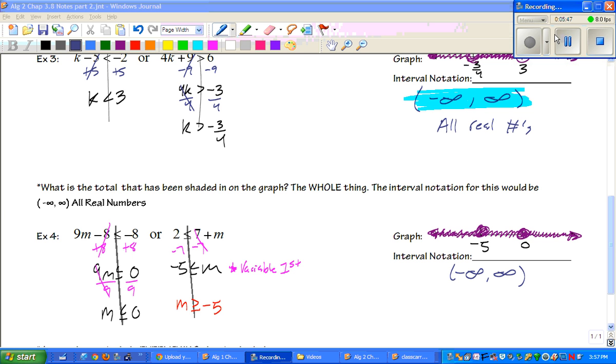And if you notice, the m's on the opposite side. So what we had to do is we flipped it around, and notice which way this is pointing. It's pointing at the negative 5. So when I flipped it, I made sure it was still pointing there. After you graph that, you end up getting that the interval notation is negative infinity to positive infinity. So that's it for Chapter 3.8.